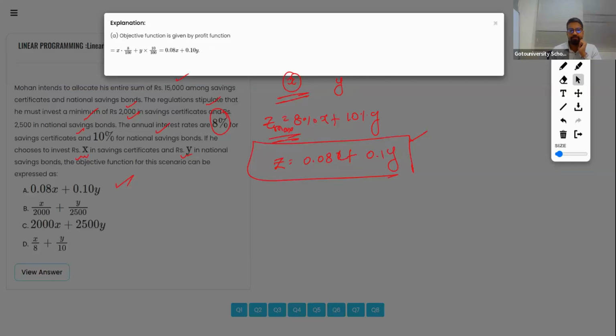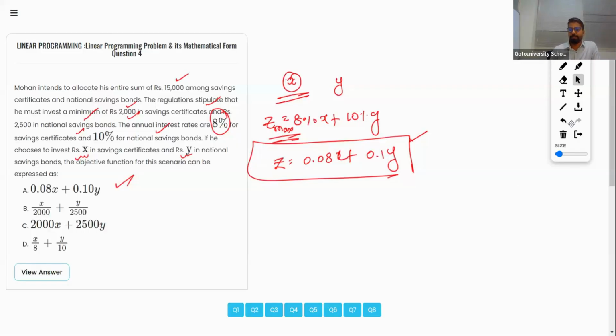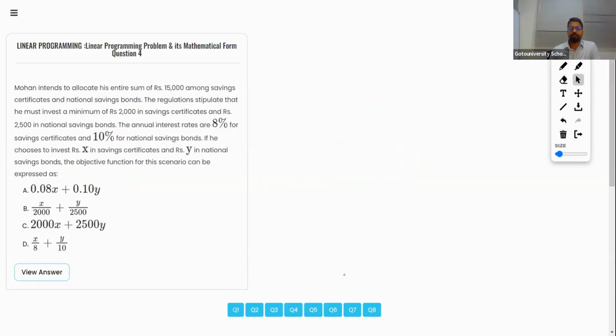Yes. See, that itself is taken to give the highest profit, or highest profit is nothing but, in this case, the highest interest you get from the bank, or any savings scheme. Let's go to the next question quickly. Question number 5.